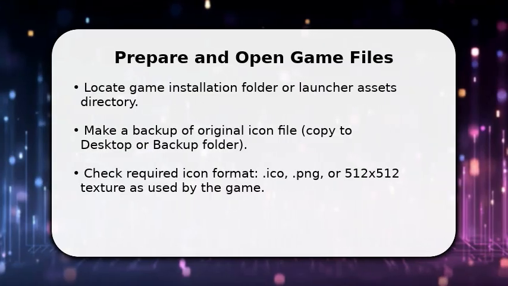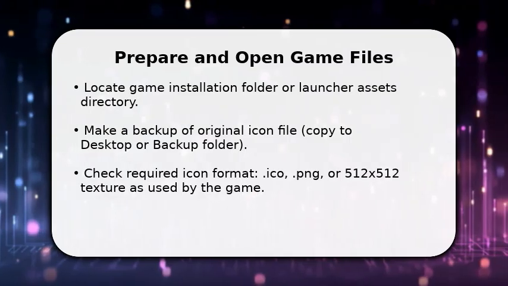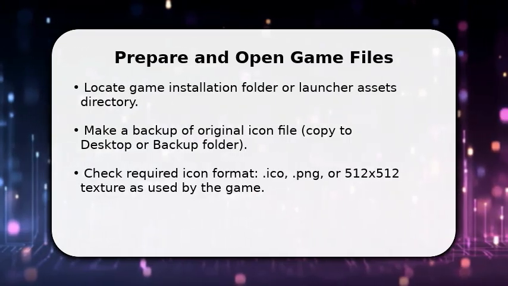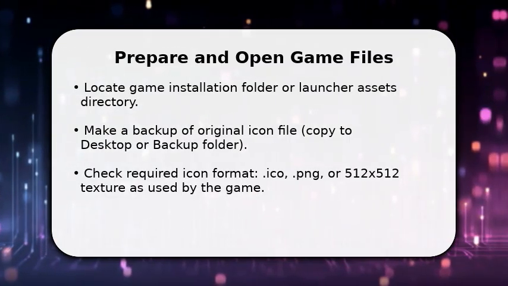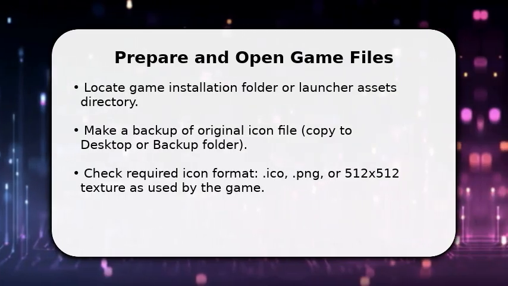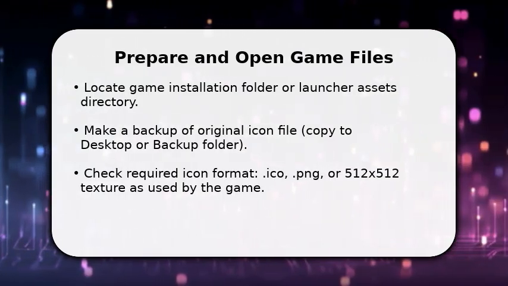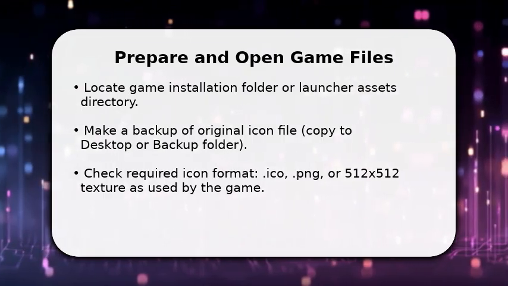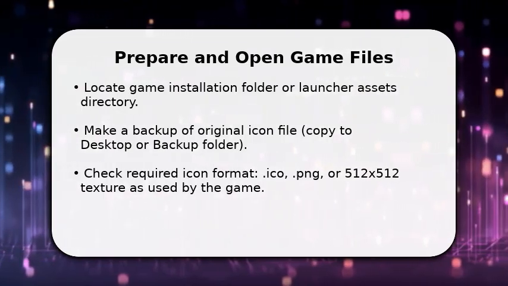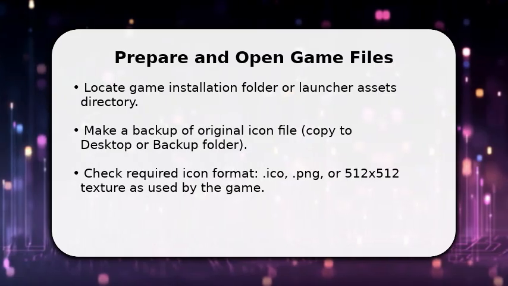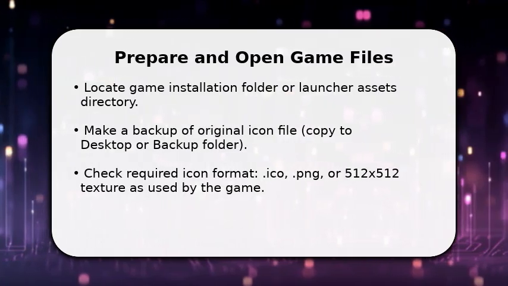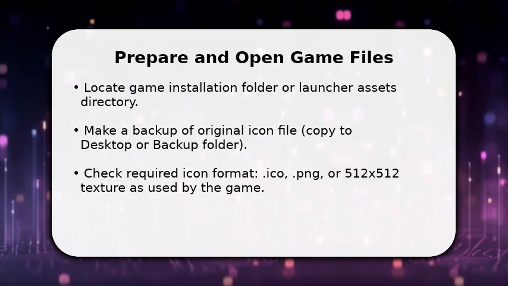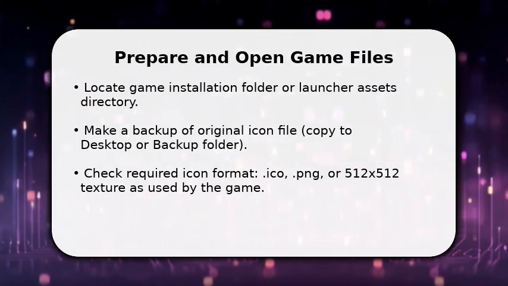You start by opening the game installation or launcher assets folder and immediately back up the original icon. This protects you if anything breaks. Once done, identify the exact icon file name and confirm the format the game accepts, because some engines want ICO while others accept PNG or a texture atlas. Make sure you have permission to write in that folder. If not, run your File Explorer as administrator or use sudo.